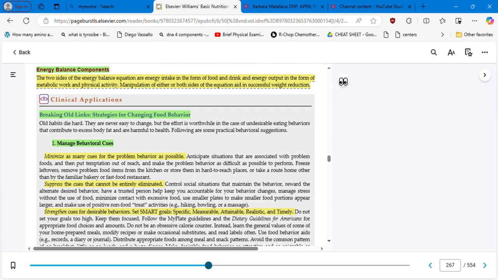Energy balance components. The two sides of the energy balance equation are energy intake in the form of food or drink, and energy output in the form of metabolic work and physical activity. And that's good to know. That's the secret. That's the secret for weight loss. Manipulation of either or both sides of the equation aids in success.